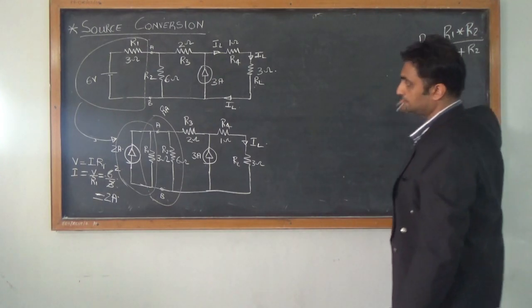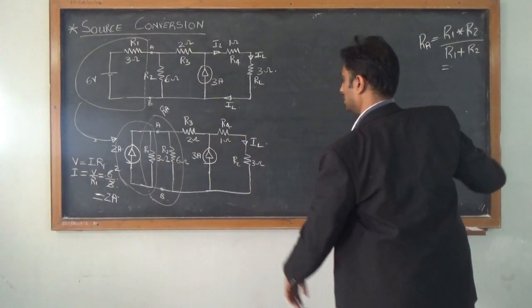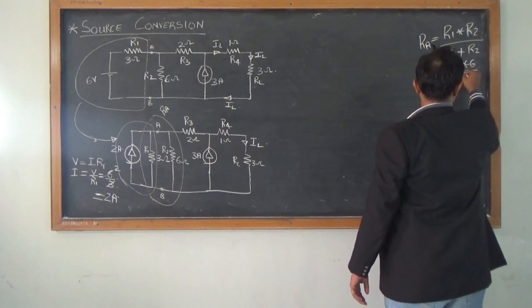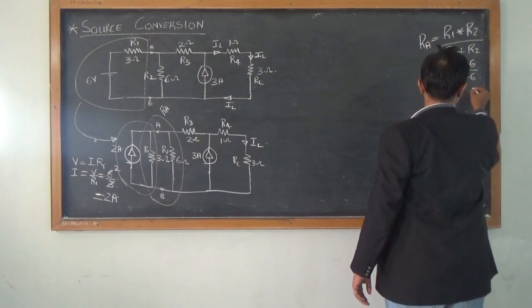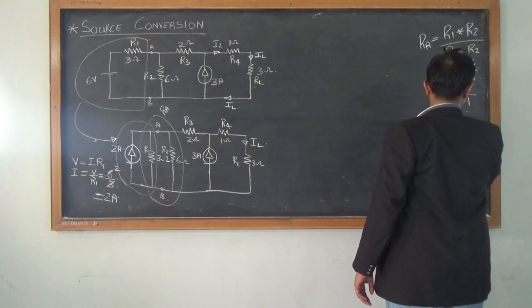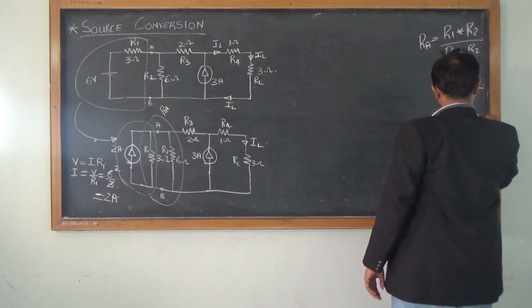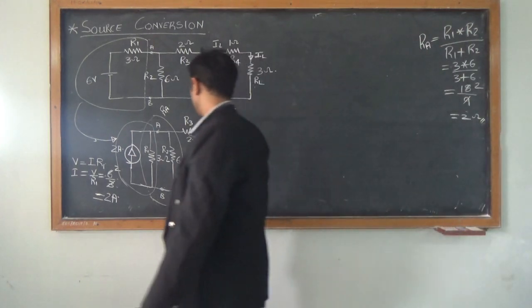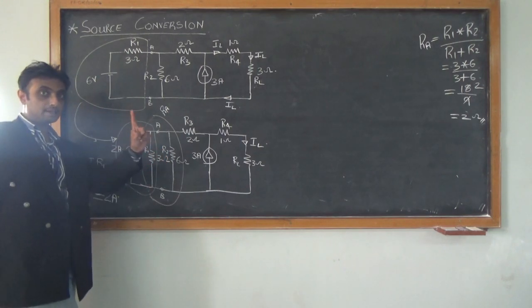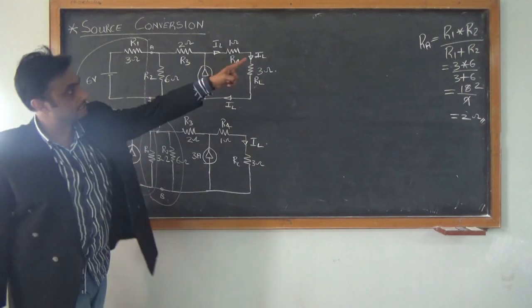Now R1 is how much? 3 ohms. R2 is 6, divided by 3 plus 6. So I get 2 ohms. So now I found out the value of Ra. So I effectively combine both these resistors R1 and R2 together to get one resistor value, that is Ra.